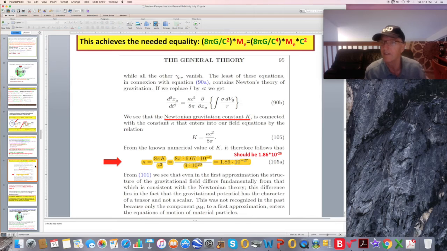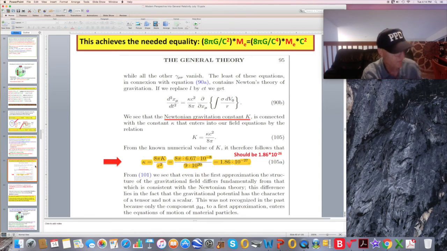And they don't tell you in there what that little thing is. It turns out, well, I won't tell you. We're not going to talk about it in this series. But anyway, what did Einstein find for this constant? He found 1.86 times 10 to the minus 27.